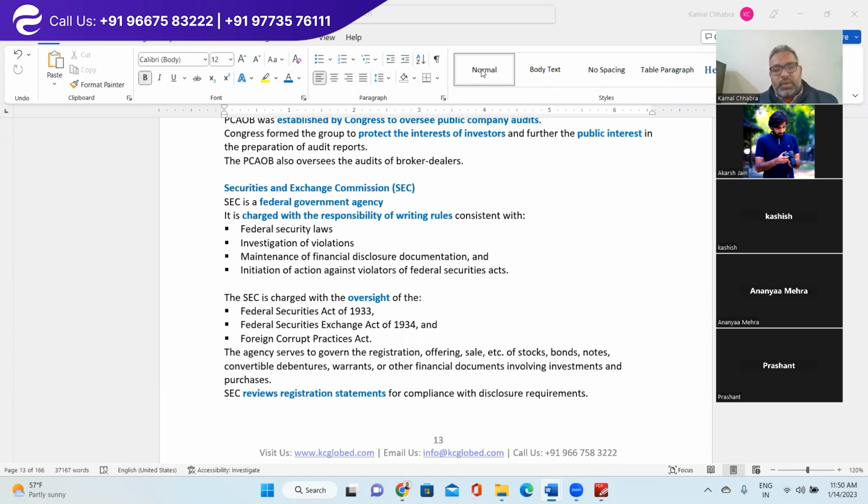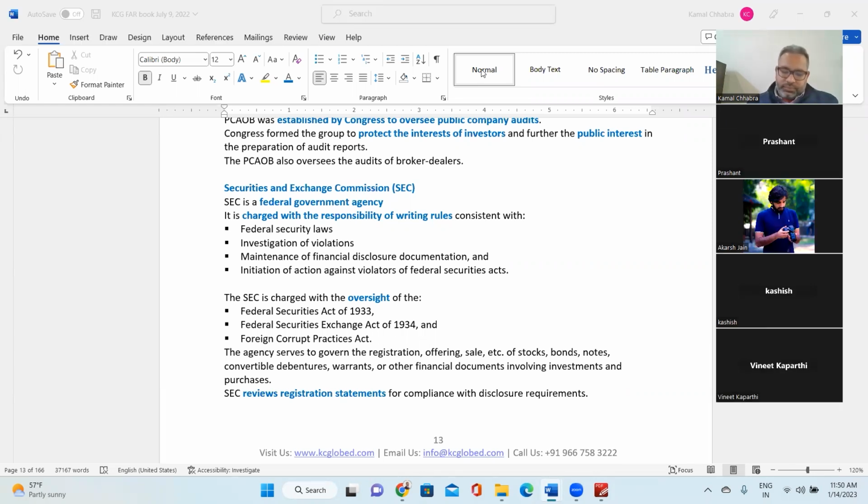I have a question, sir. PCAOB also oversees the audit of broker dealers. What does this mean actually? Broker dealers means the stock brokers basically. Like in India, you have Sharekhan, right? Similar kinds of agencies who are brokers and dealers for the stock exchange, who get the license from the stock exchange, where people can do the trading of stocks. Okay, got it. Thank you.